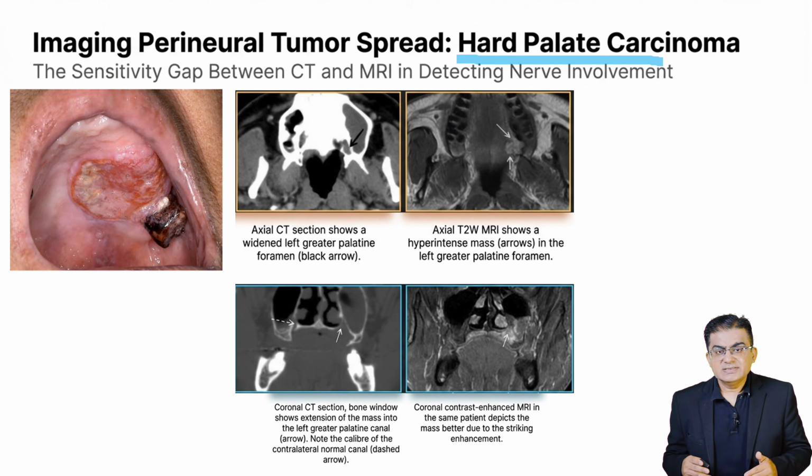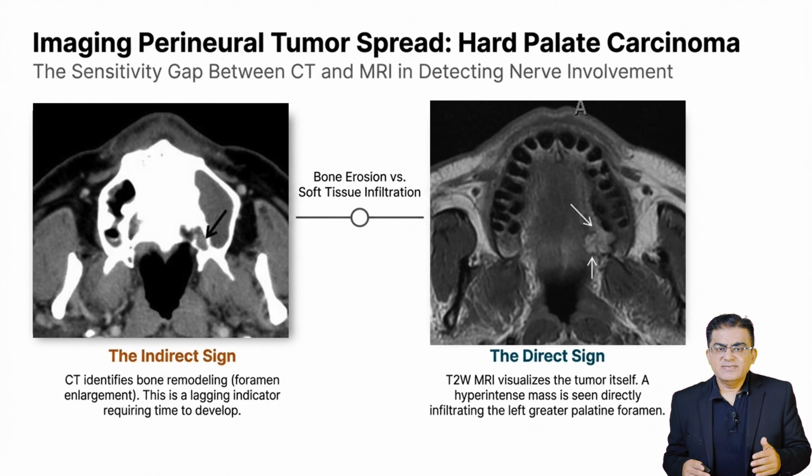Now let us break down why these massive differences exist. This is a fundamental concept you must grasp for your clinical practice. The difference between an indirect sign and a direct sign. CT scan only gives you the indirect sign. It can only identify bone remodeling. Think about the biology. For a bony foramen to actually look enlarged on a CT scan, the tumor has to grow large, put physical pressure on the surrounding bone, and slowly remodel it over time. This is a lagging indicator.